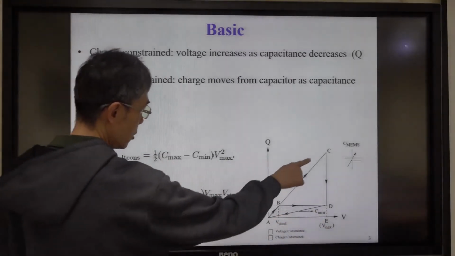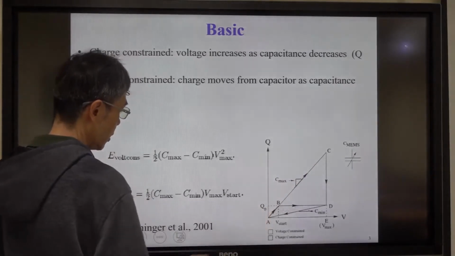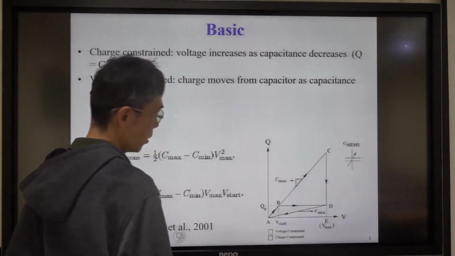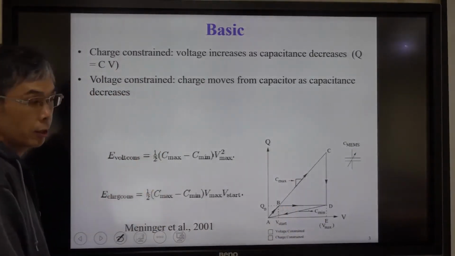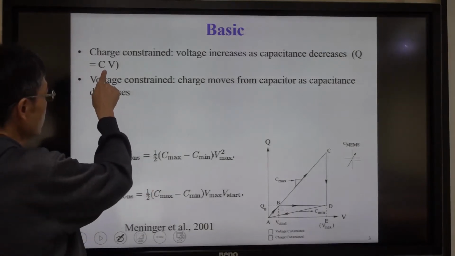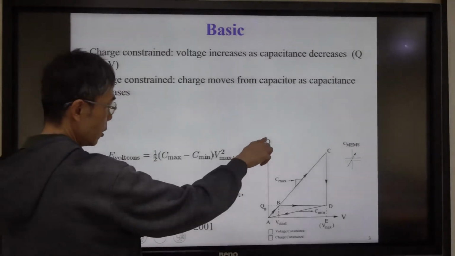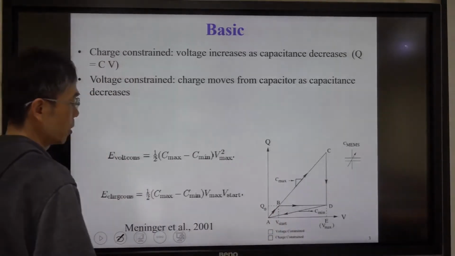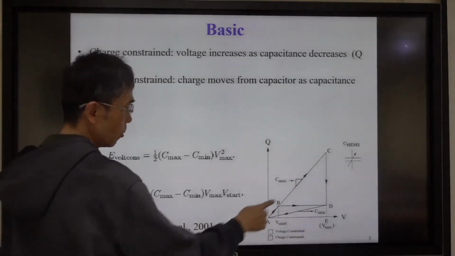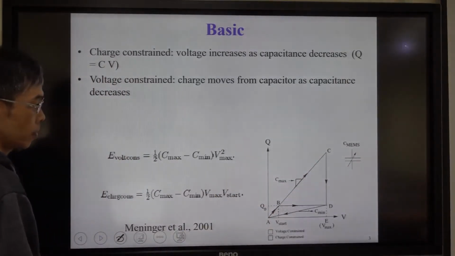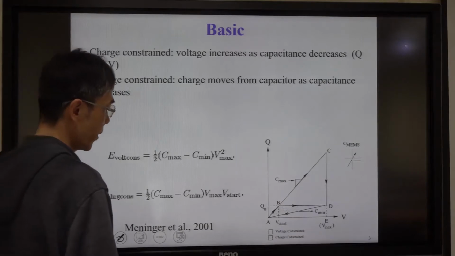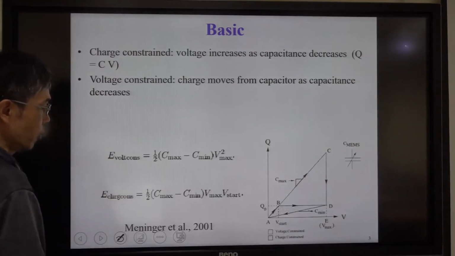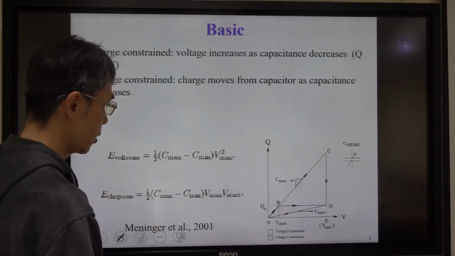Then C max is the slope of the line AC. C min is the slope of line AB. The slope C is the capacitance because Q equals CV. For this figure, Q is on the Y coordinate and V on the X coordinate, so C is the slope of this straight line. Okay, in terms of V max, V start, C max, and C min, we want to write down these two equations.